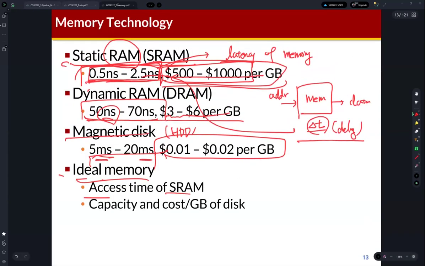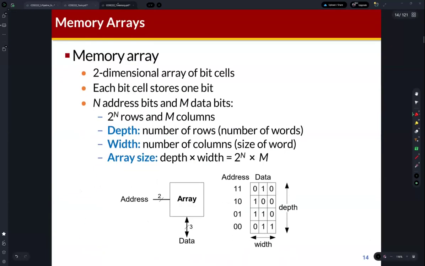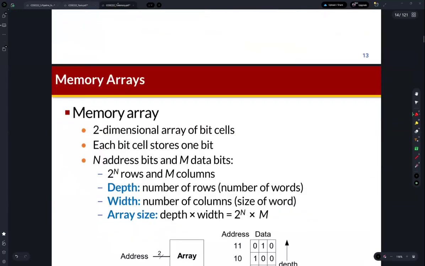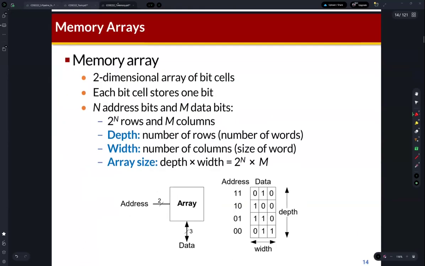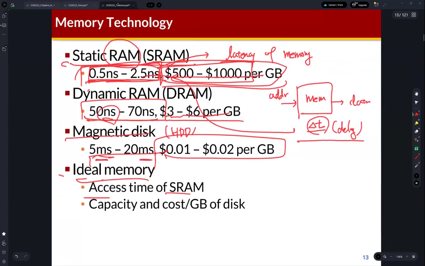So I will explain the basic fundamental knowledge of the memory in the next class. Okay, so I stop here.